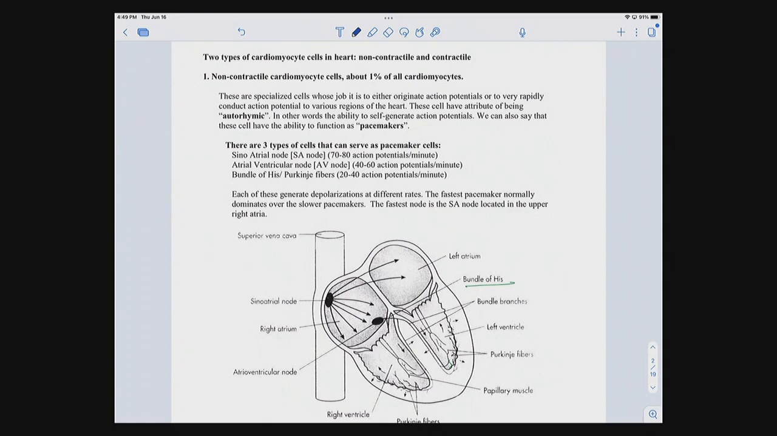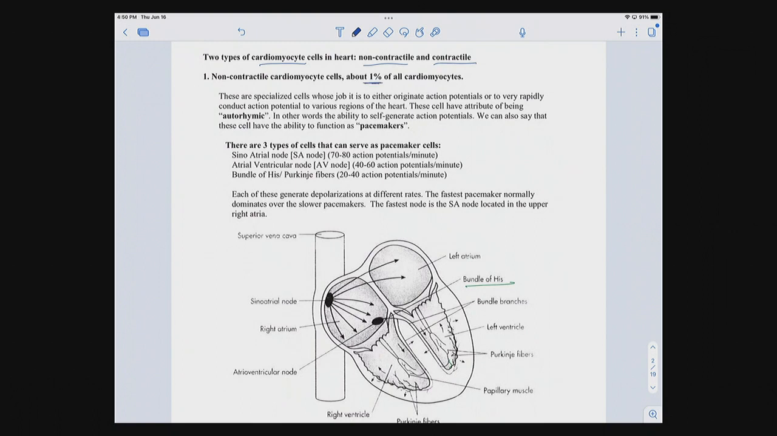Now that we have the basic architecture of the heart and a general sense of how it works, I want to turn our attention to the various cell types we find in the heart. I'm going to put them into two categories, two types of cardiomyocytes, one being non-contractile and the other being contractile. So I want to first talk about the non-contractile cardiomyocytes.